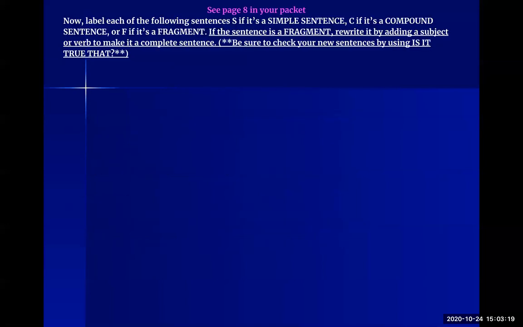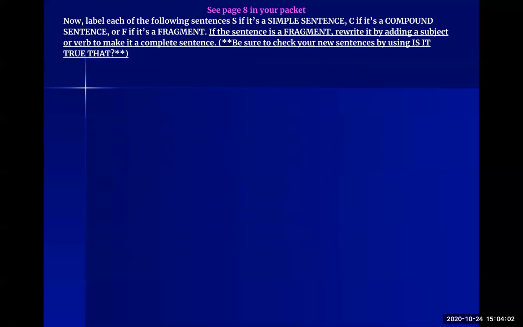So page 8 says, label each of the following sentences: S if it's simple, C if it's a compound sentence, or F if it's a fragment. If the sentence is a fragment, you're going to rewrite it by adding a subject or a verb to make it a complete sentence. So be sure when you rewrite these that you're checking it with your "is it true that" trick, so you are sure that you're creating a complete sentence. Also, if you do not remember how to fix these, you have examples of how to fix your fragments in your first sentence packet. And if you don't remember what a simple sentence or a compound sentence looks like, go back to your notes. Okay.